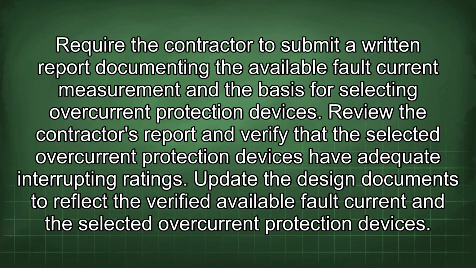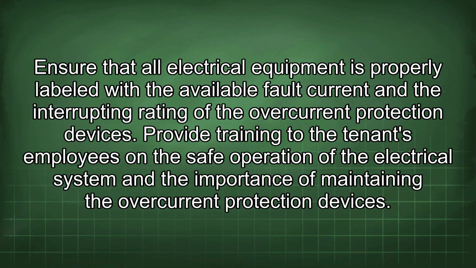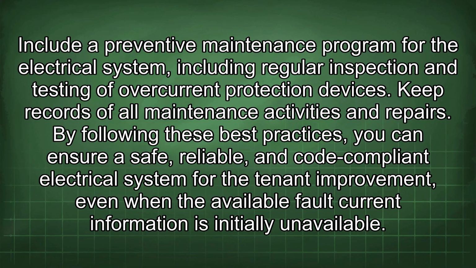Update the design documents to reflect the verified available fault current and the selected overcurrent protection devices. Ensure that all electrical equipment is properly labeled with the available fault current and the interrupting rating of the overcurrent protection devices. Provide training to the tenant's employees on the safe operation of the electrical system and the importance of maintaining the overcurrent protection devices. Include a preventive maintenance program for the electrical system, including regular inspection and testing of overcurrent protection devices. Keep records of all maintenance activities and repairs.